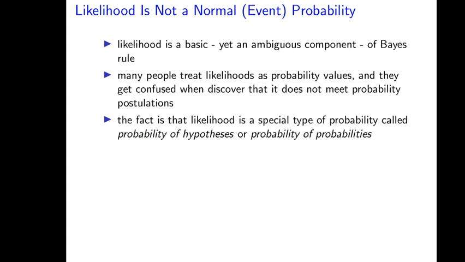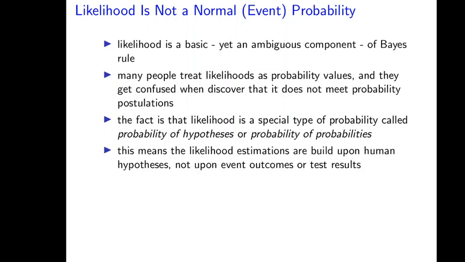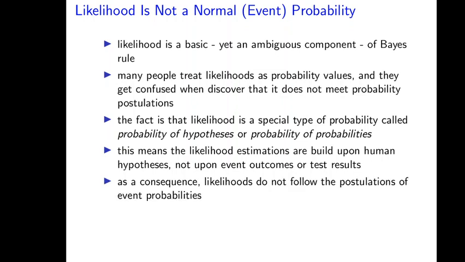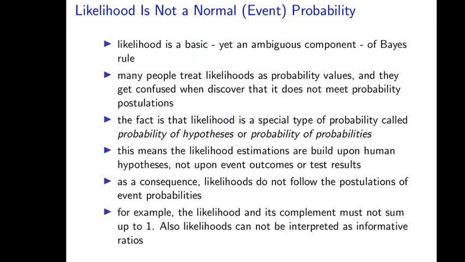Actually, the likelihood is a very special type of probability. It is not a normal probability, but it is a probability of hypothesis, or some references call it probability of probabilities. That means that the likelihood estimations are built upon human hypotheses, not upon event outcomes or test results. As a consequence, likelihoods do not meet the postulations of event probabilities. For instance, the likelihood and its complement must not sum up to 1. Also, likelihoods cannot be interpreted as informative ratios.